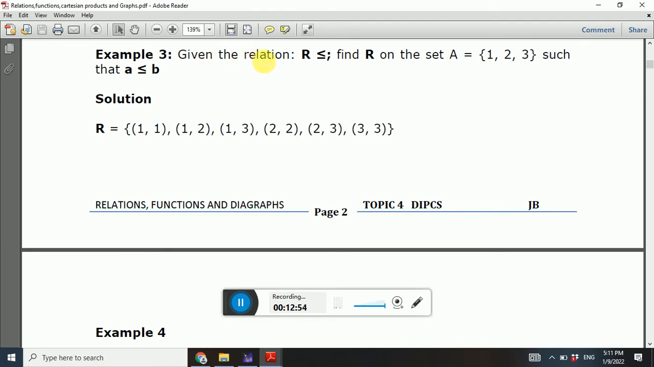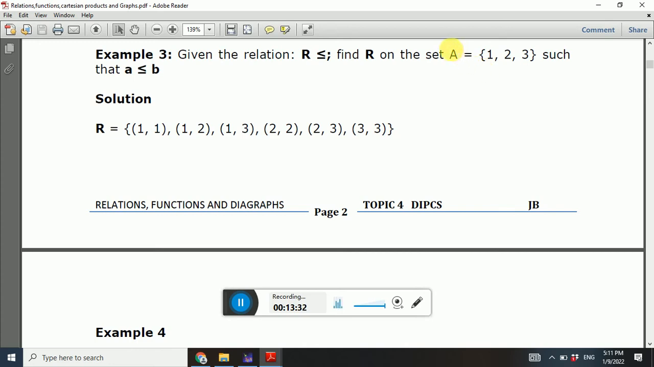Given a relation R and the rule on R is less than or equal to, they are saying that we find R on the set {1, 2, 3} such that A is less than or equal to B. So they want us to find a relation on this set. This time they have given us only one set. So in this case, we have to get the Cartesian product A cross A.